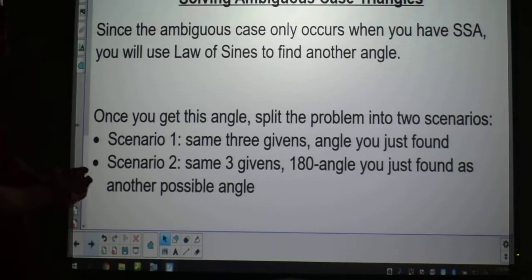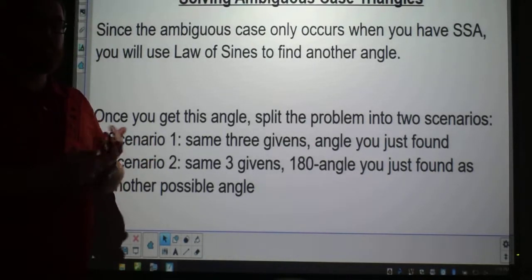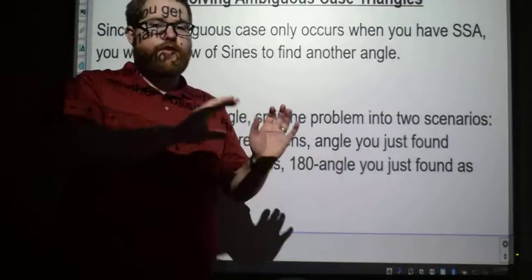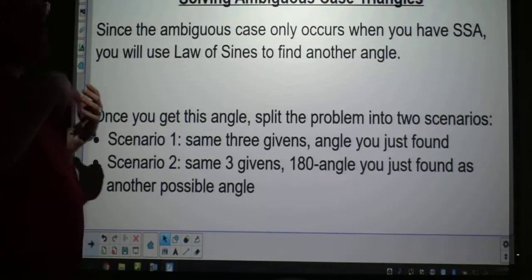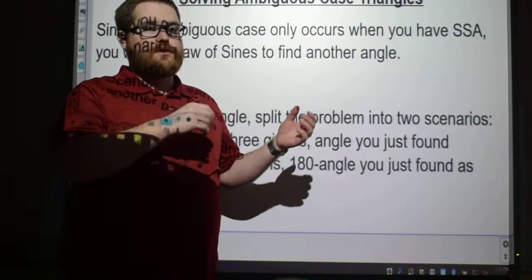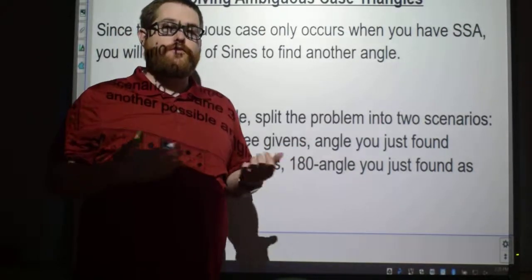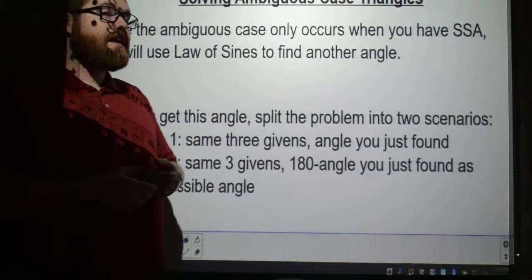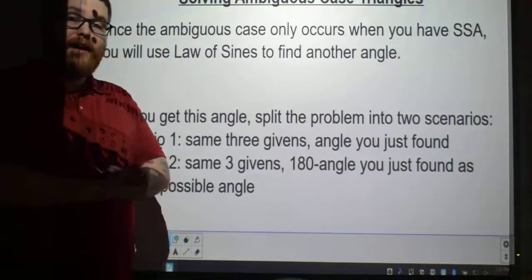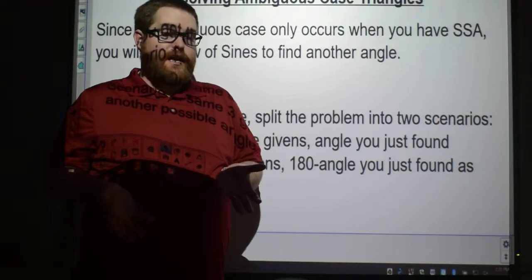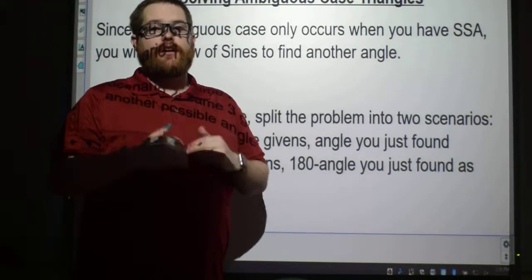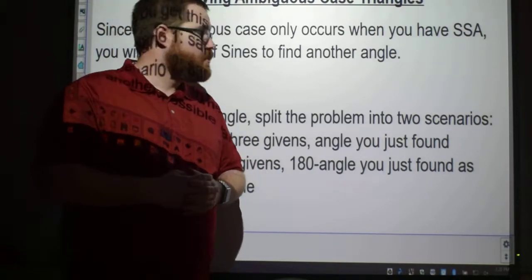Since the ambiguous case only occurs in side-side-angle, we're going to use the law of sines to find another angle. Once you get this angle, we're going to split the problem into two scenarios. So you're going to always see triangle 1, triangle 2 in these tables. In the first scenario, we're going to just treat it like you would think: sine of A over a equals sine of B over b equals sine of C over c. We're going to solve for a missing angle. To get the second scenario, once we find that angle, we're going to subtract it from 180, and then ask, can I still have this as a triangle? Am I still under 180 degrees for my three angles?